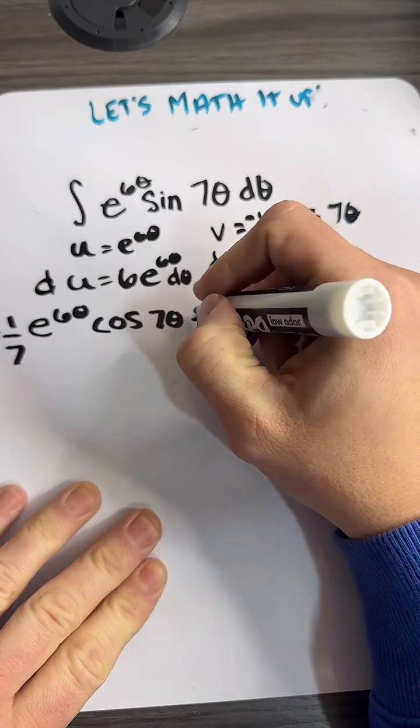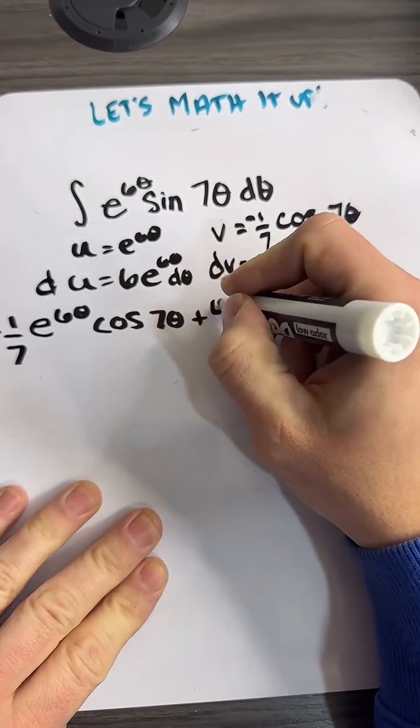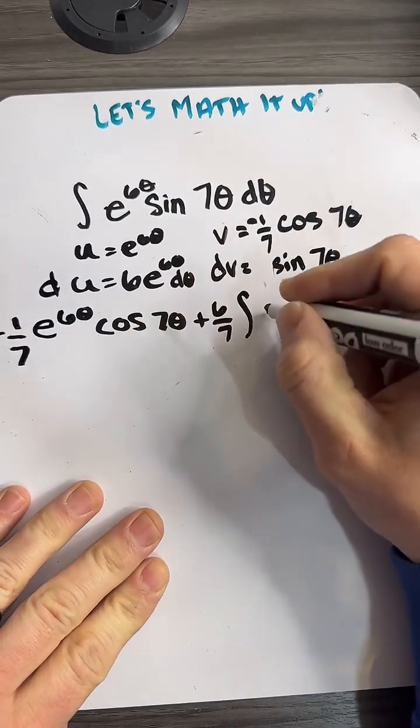Ultraviolet minus super voodoo. All right, so plus looks like 6/7 integral.